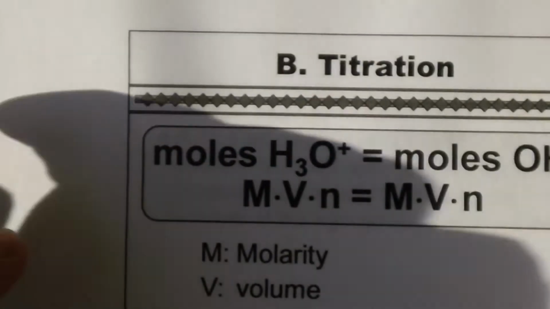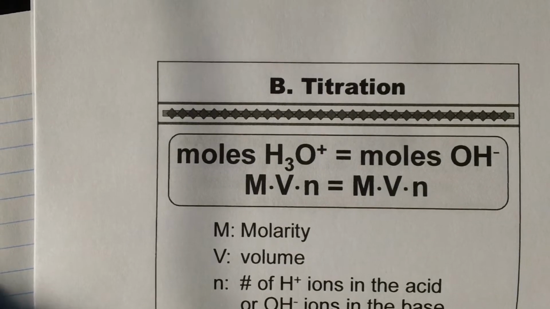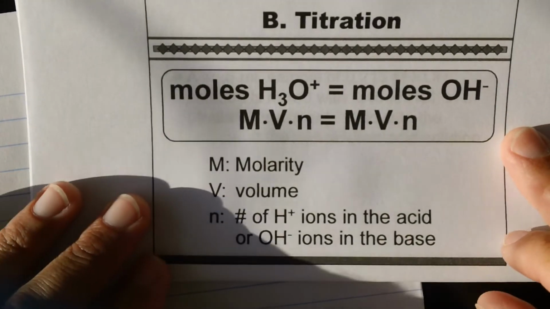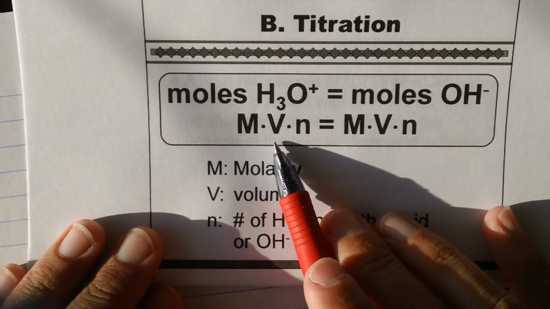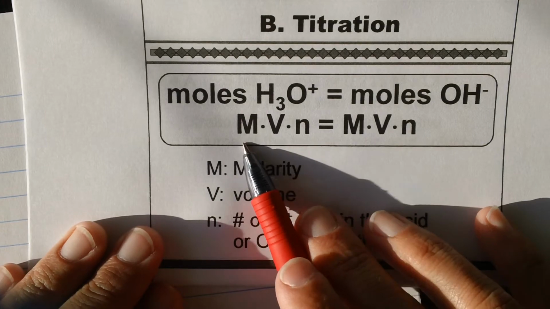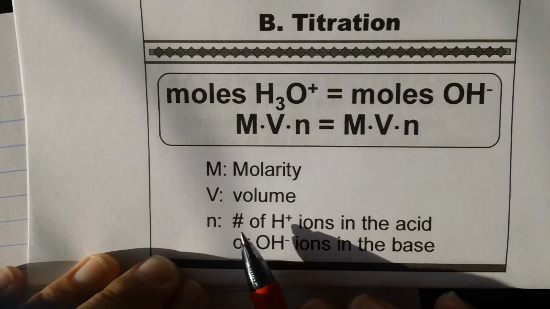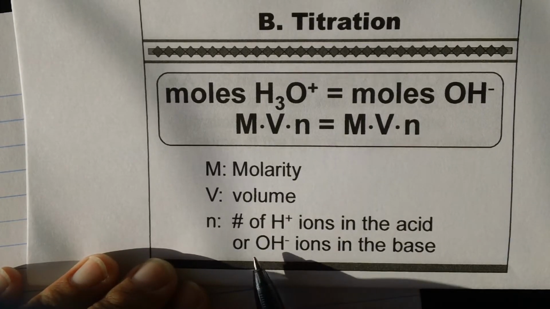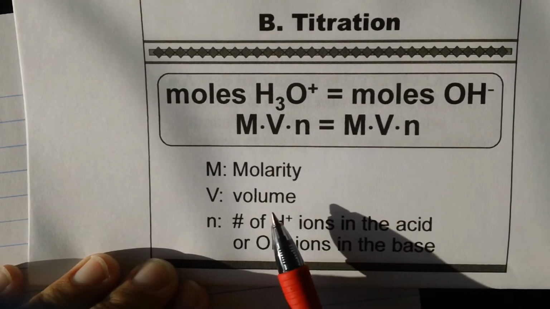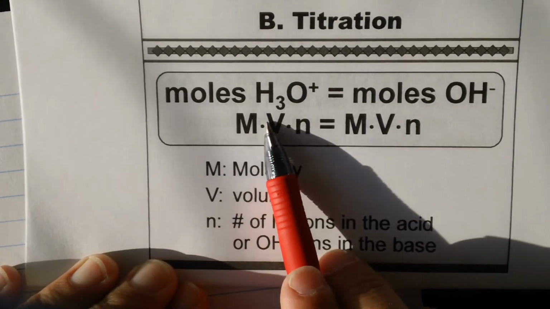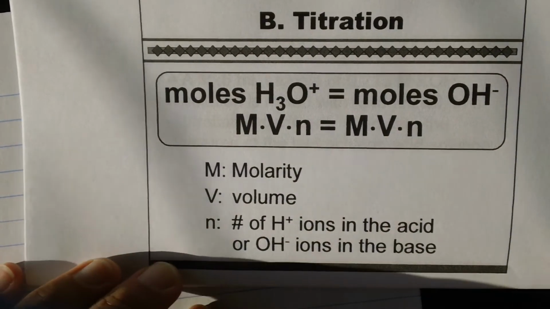And so we're going to do a couple of calculations. You'll have a couple of calculations on the worksheet that you will be doing this week and next. So this is it. Titration is what I refer to as MVN equals MVN, where M is molarity, V is volume, and then the N is the number of hydrogen ions in the acid or the number of hydroxide ions in the base. Where ultimately molarity times volume equals moles. We're trying to find the place where moles of hydronium are equivalent to moles of hydroxide.